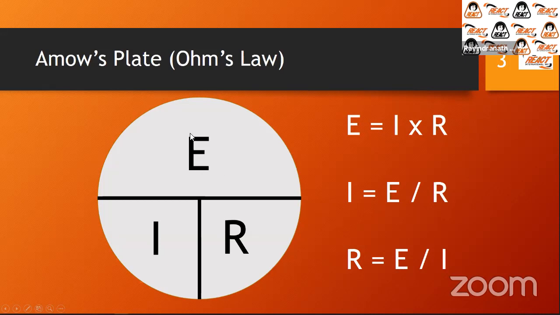So if we look at a mouse plate here, we see E, and we say equal to the other two terms. Well, what are the other two terms? I side by side with R.